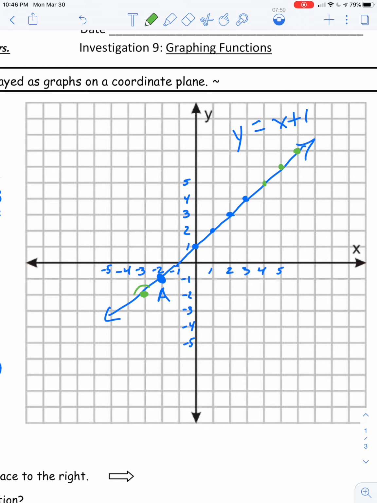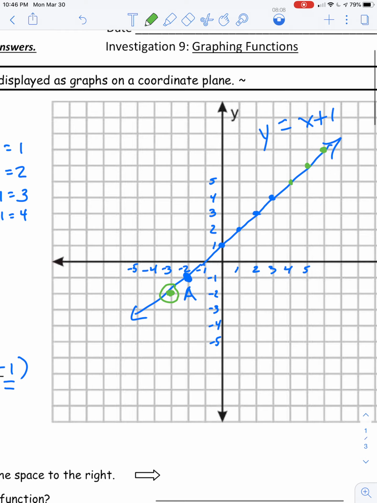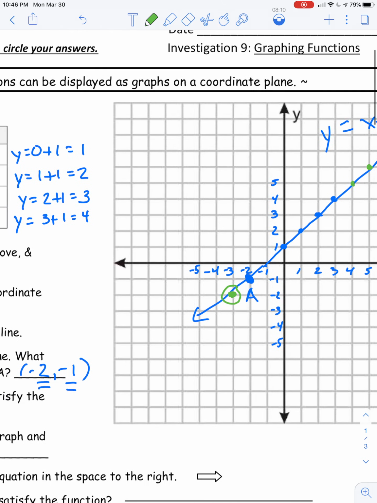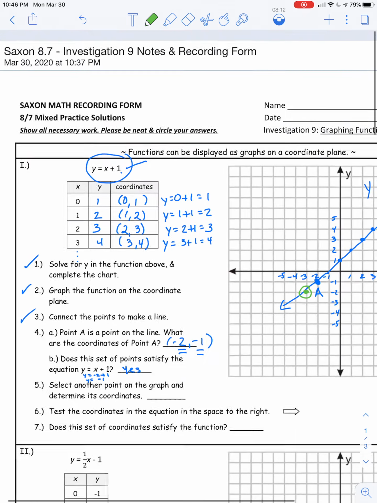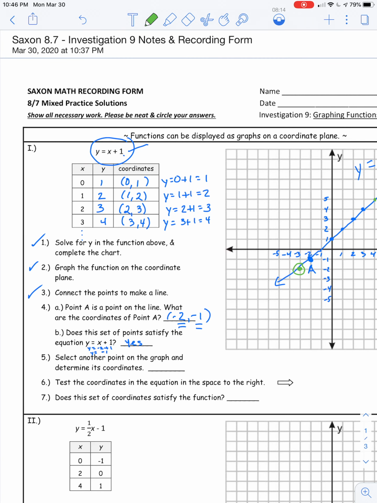Like, for example, let's just look at this one. I'm going to test that. My line looks terrible. It's not actually passing through there. I think if I'd have done a better job of drawing it, it would have looked as though it would have been passing through there. But we want to test that because in math, we can't just assume it, remember? We need to test it.